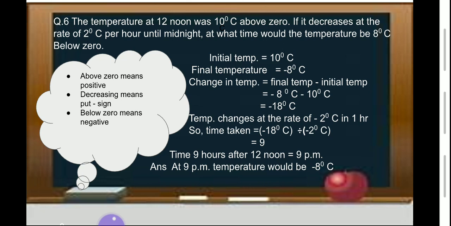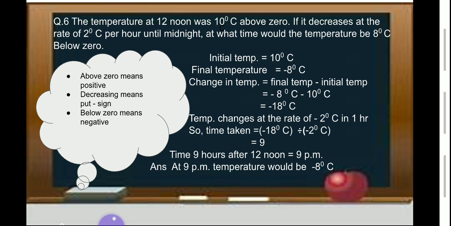Let's start the solution. Initial means starting. Starting temperature was 10 degrees Celsius. Final temperature recorded as negative 8 degrees Celsius. Change in temperature would be negative 8 minus 10, so we have negative 18 degrees Celsius. Temperature is changing at the rate of negative 2 degrees Celsius per hour. Now why is the negative there? There is no negative sign in the question, but the word decreasing is there. To symbolize decreasing, I have put the negative sign in front of 2.